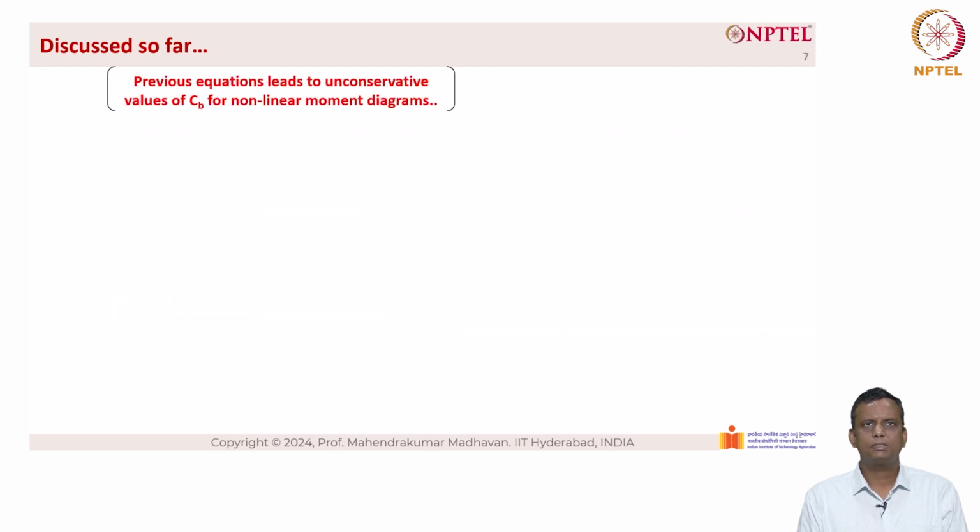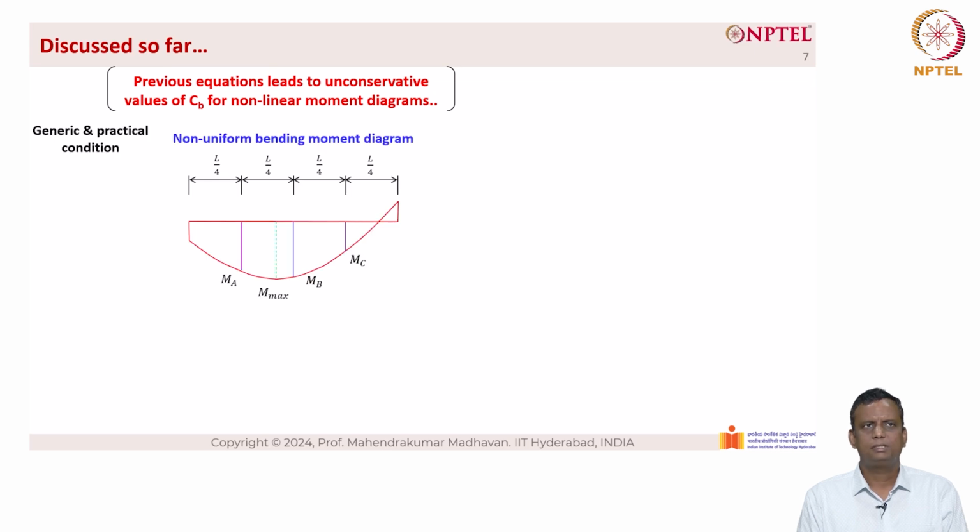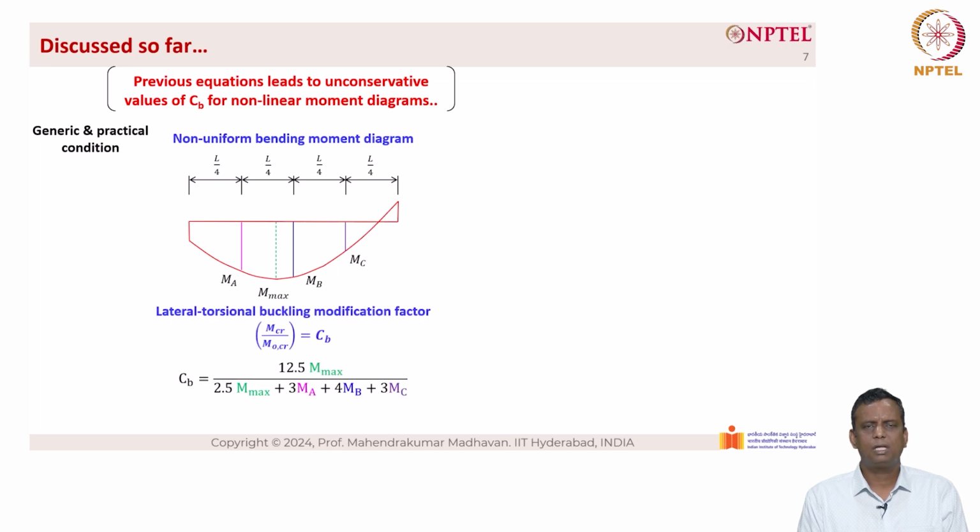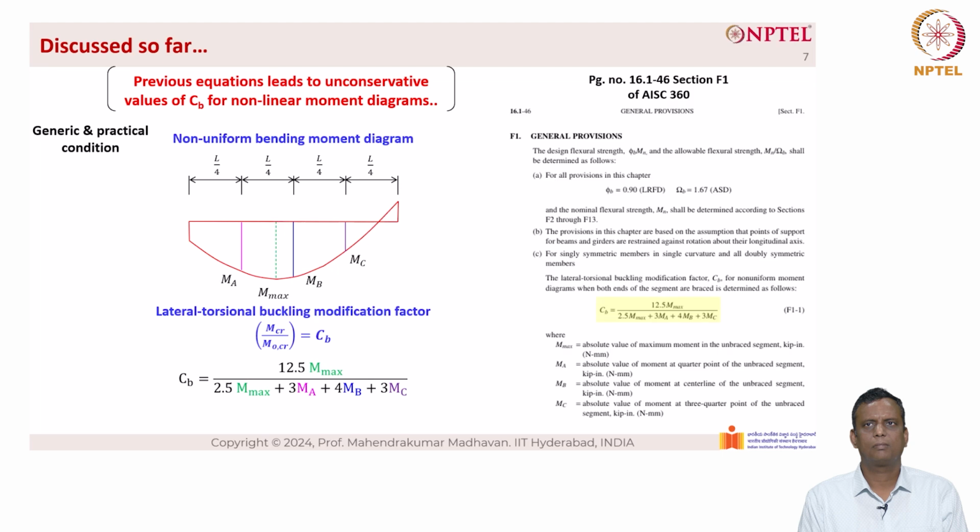The previous equations lead to unconservative values of C sub B for non-linear moment diagrams. The general and practical conditions dictate a non-uniform bending moment diagram as shown here. So the lateral torsional buckling modification factor is given as C sub B equal to 12.5 M max divided by 2.5 M max plus 3 MA plus 4 MB plus 3 MC, where MA, MB, MC are basically the quarter, half and 3/4 points along the length of the beam.